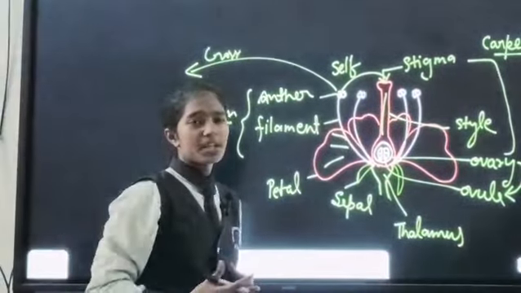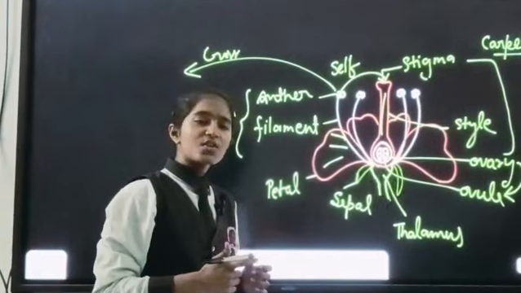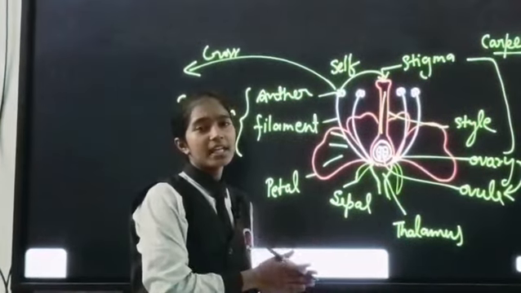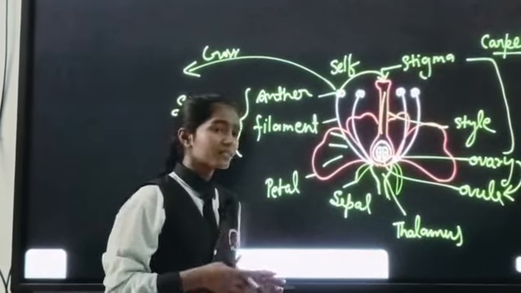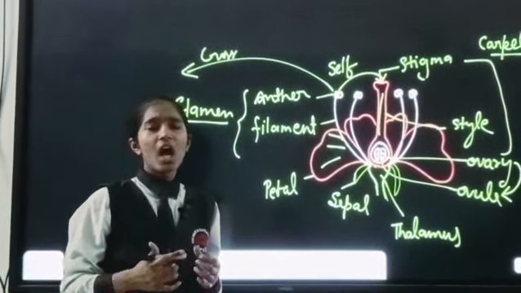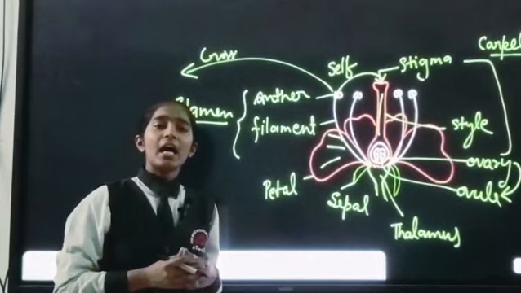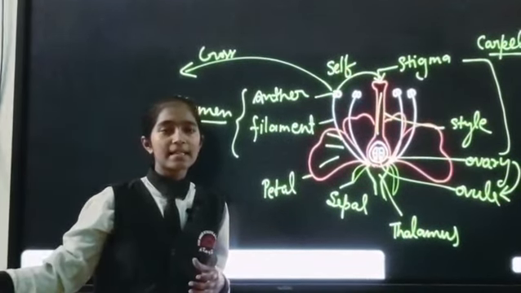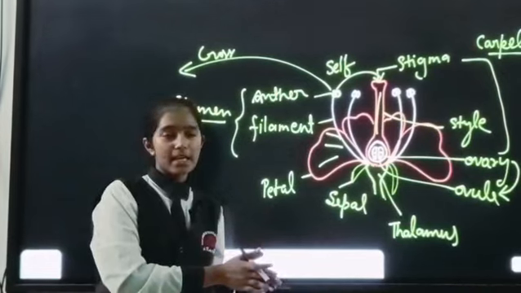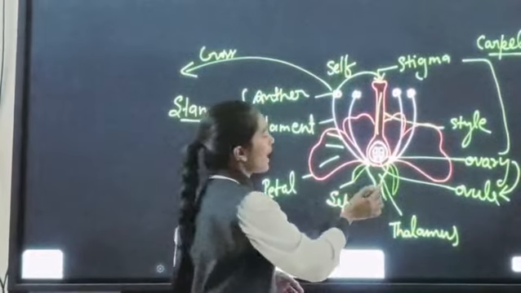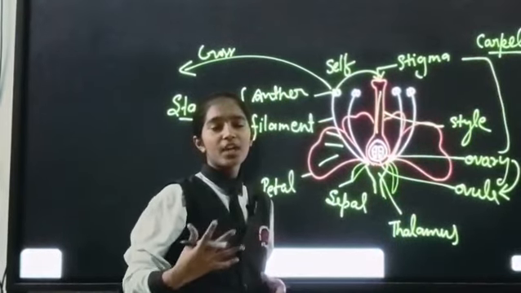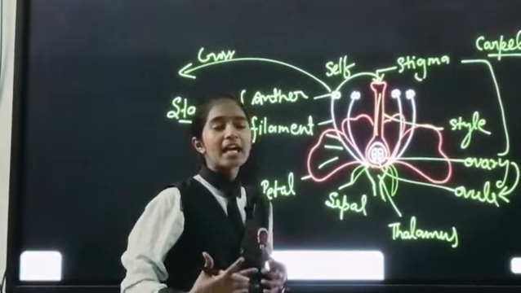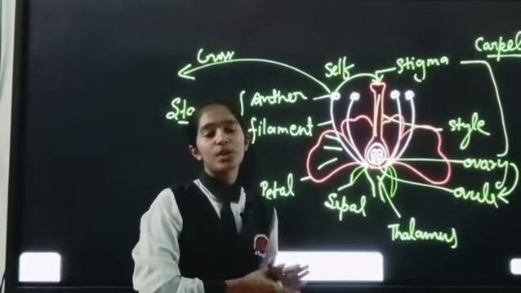Let me describe something about pollination. Pollination is the transfer of pollen grain from anther to stigma of a plant. Pollination results in fertilization, and after fertilization, the ovary ripens and becomes a fruit or seed. And from there we get a new plant, and thus it helps in the continuation of plant life.